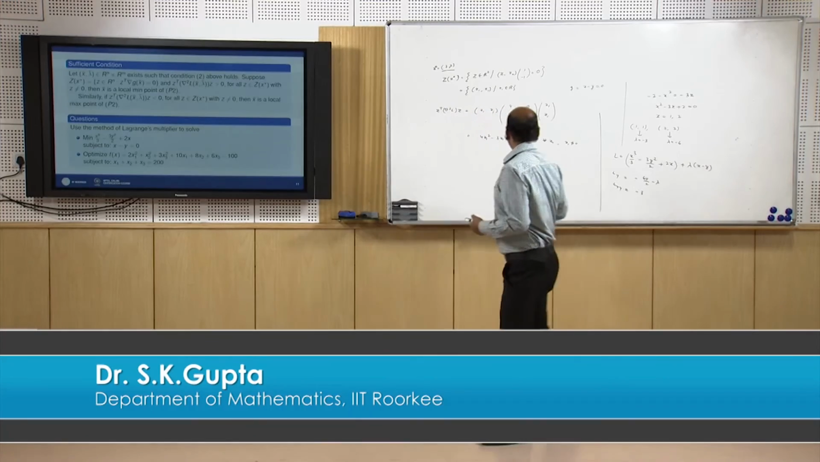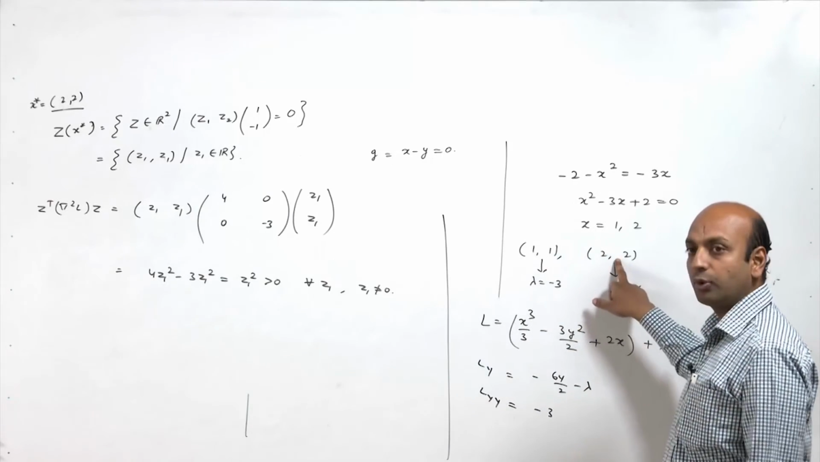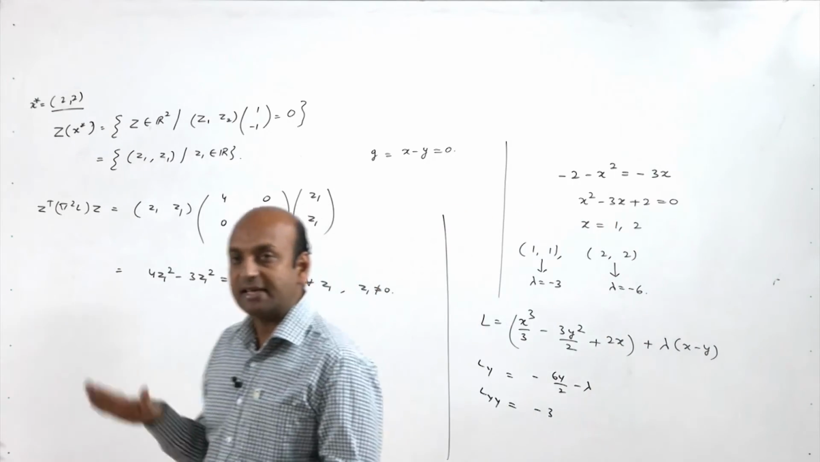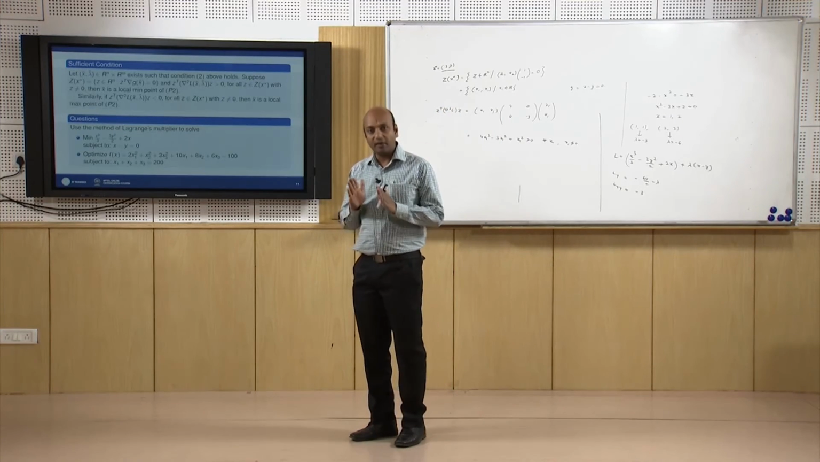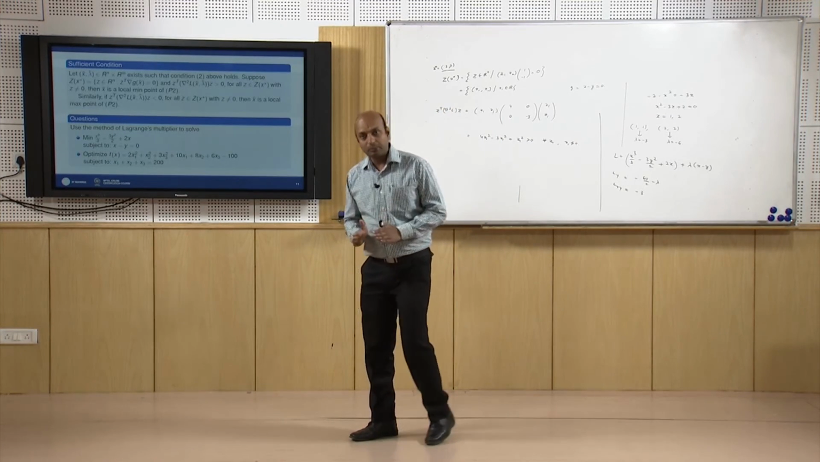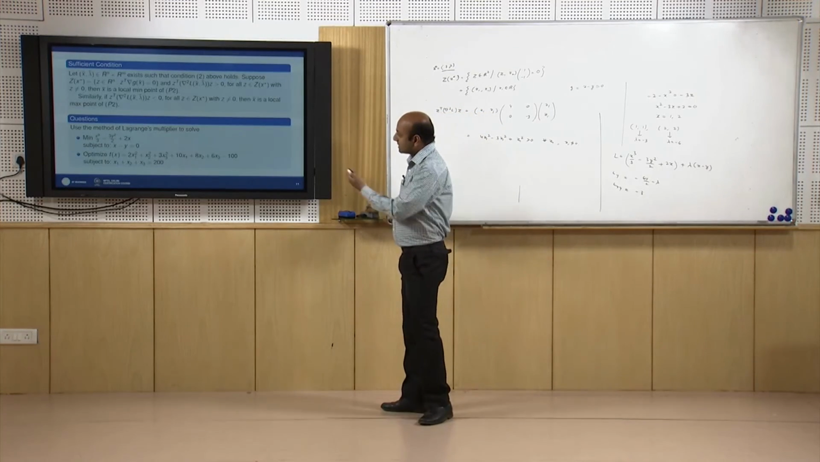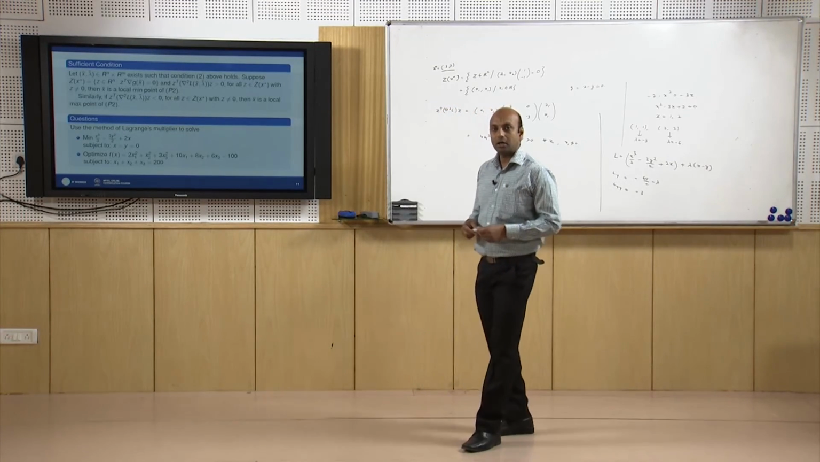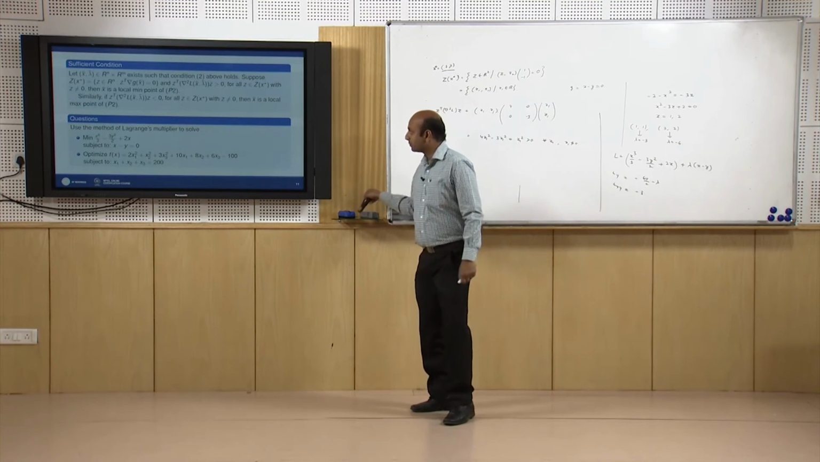So the point 1 comma 1 is a point of local maxima and 2 comma 2 is a point of local minima. In this way, using the Lagrange function, we can easily check whether a point we have found is a point of local maxima or local minima. Now similarly we can solve the second problem also using the Lagrange multiplier method. Okay, so thank you.